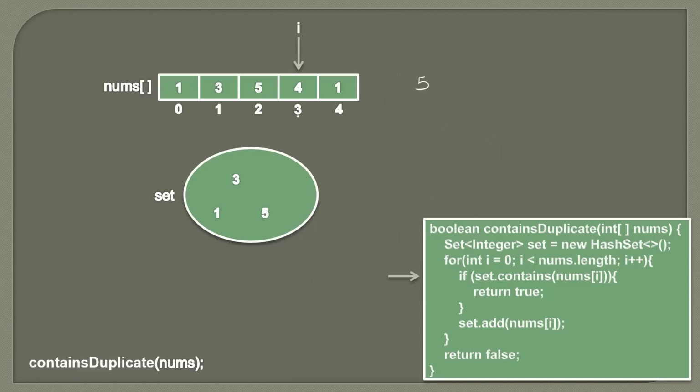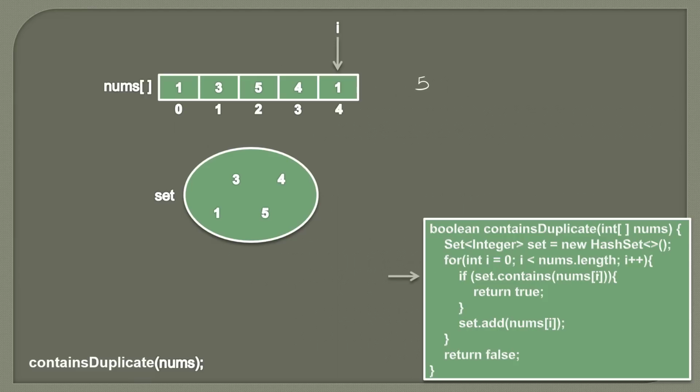We check whether the value at 3rd index, which is 4, is present in the set or not. This actually returns false because 4 is not present in this set. So we simply add 4 into the set. We increment i, it becomes 4. 4 is less than 5, so this for loop executes.